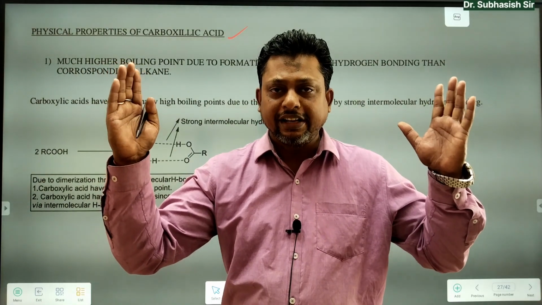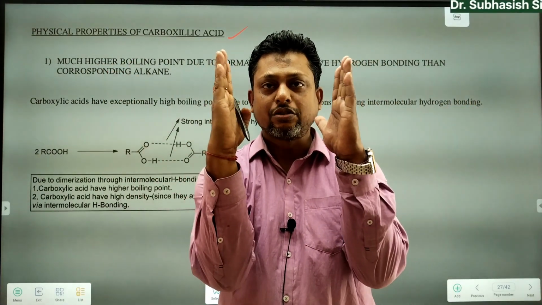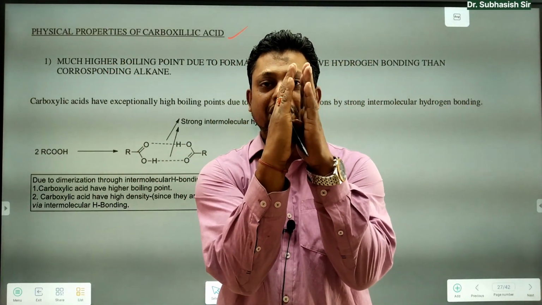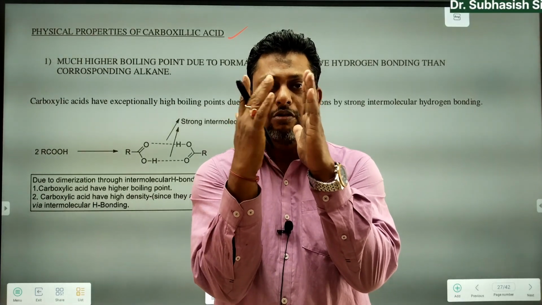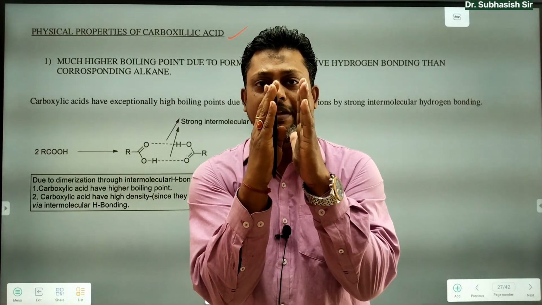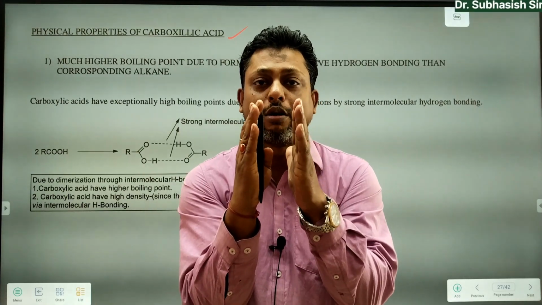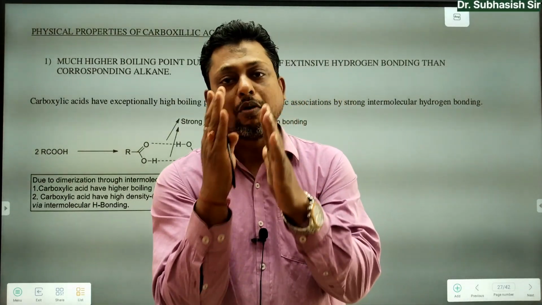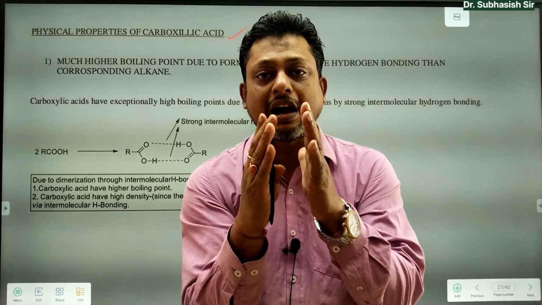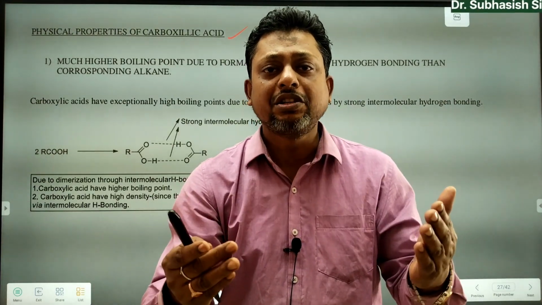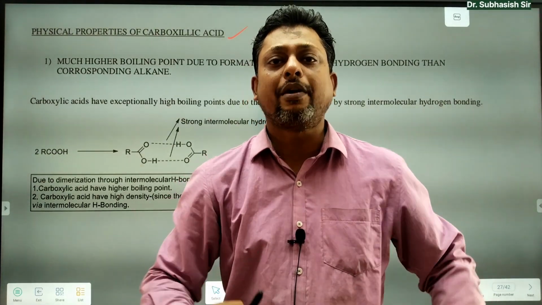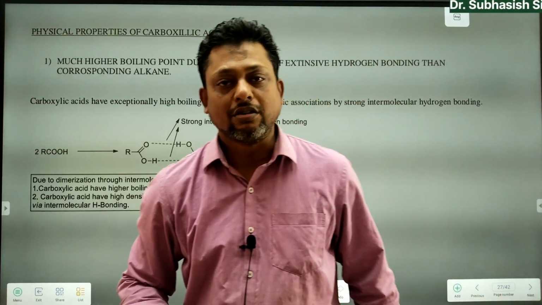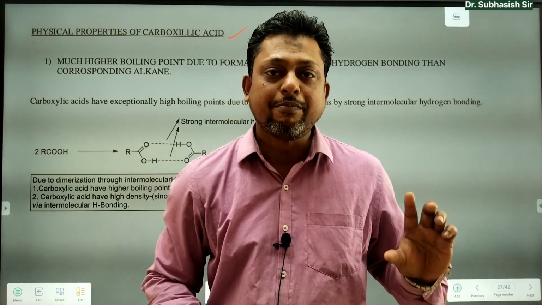When the hydrogen bonding occurs between two molecules, the two molecules will come closer to each other. So if the molecules come closer to each other, what will happen? You know that if the distance is low, force of attraction is more. If force of attraction is more, then what? It will require more energy to break the bond. That's why the boiling point will increase. So carboxylic acids have high boiling point.